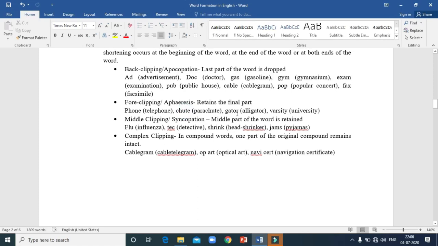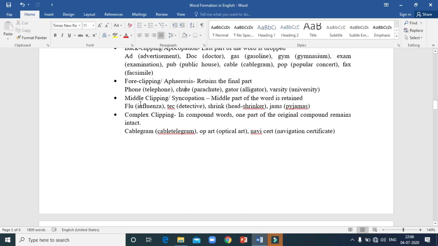University becomes varsity. Let's look at middle clipping or syncope. We will deal with this in further detail. Here the middle part of the word is retained. In this, the first and last parts are cut. Only the middle part of the word is retained. For example, influenza becomes flu. Only the middle part remains. Detective becomes tec. Head shrinker becomes shrink. Pajamas becomes jams.